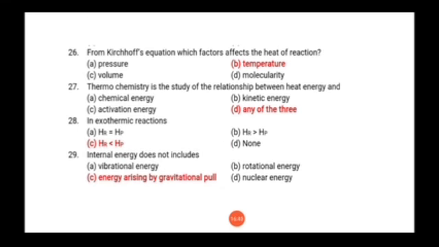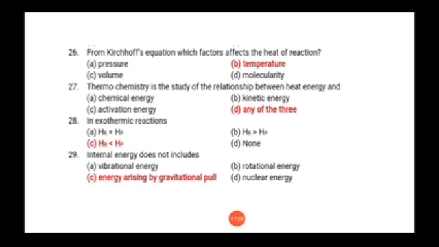We all know that in exothermic reactions, heat is produced, so enthalpy of product is always higher. So the correct option in this question is option number C, that is HR less than HP. Enthalpy of products is always higher than enthalpy of reactants.